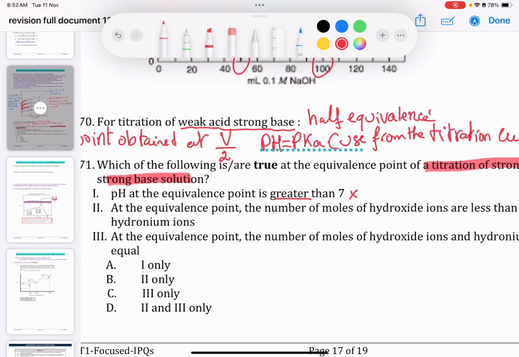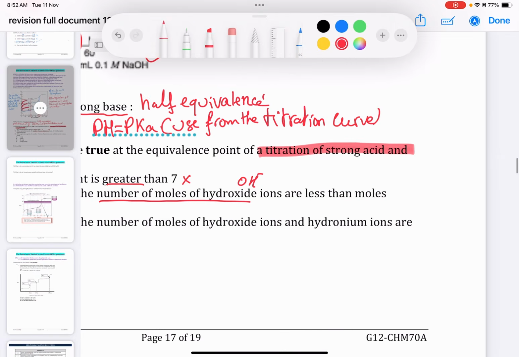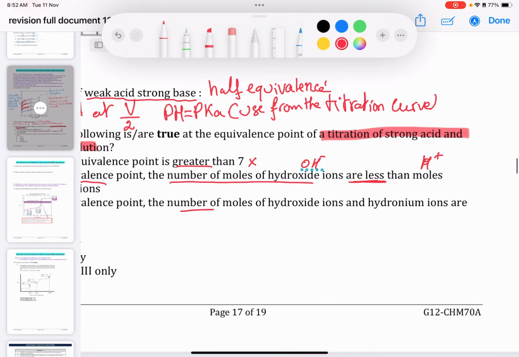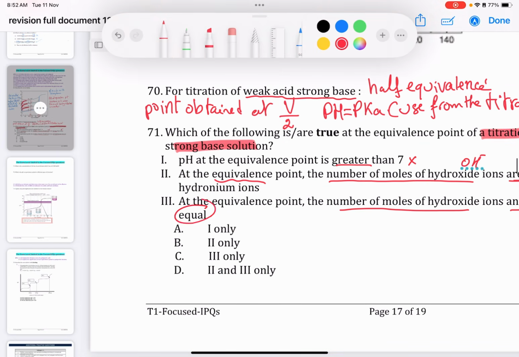At the equivalence point, the number of moles of hydroxide ions is equal to the number of moles of H+. They're not less, they're not higher, they're equal. That's why we call it the equivalence point. At the equivalence point, the number of moles of hydroxide ions and hydronium ions are equal. Yes, that's it.